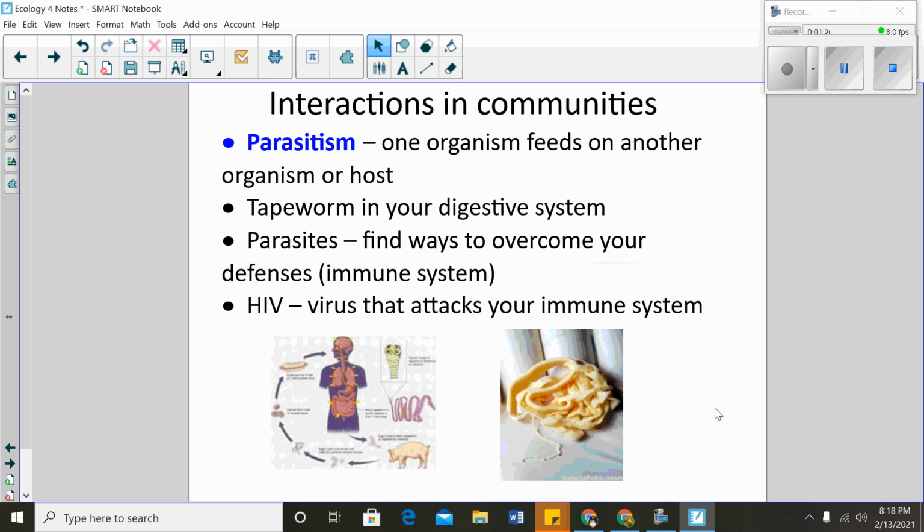As opposed to parasitism, where one organism feeds on another organism or host. If you remember in the animal kingdom, you have a tapeworm. You don't necessarily have it, but you could possibly have a tapeworm in your digestive system. The tapeworm is benefiting from your digestive system, but you're getting sick. That's this image here. You're welcome for that, and this one too. Parasites find ways to overcome your defenses. You have an immune system, but they can work their way around that. HIV is a virus that specifically attacks your immune system. So with parasitism, one will benefit, the other organism will not.